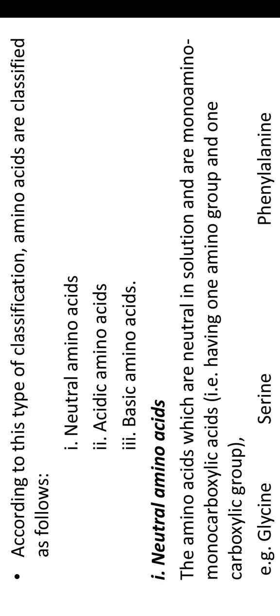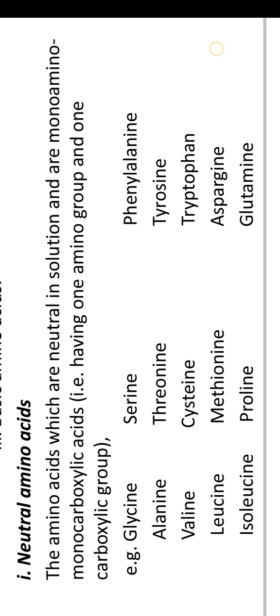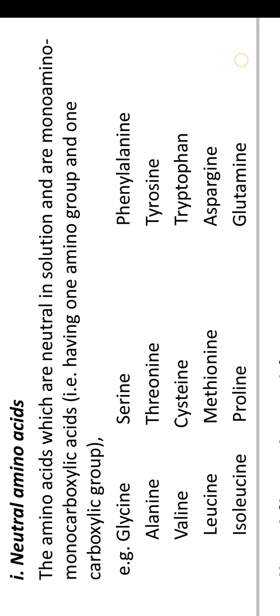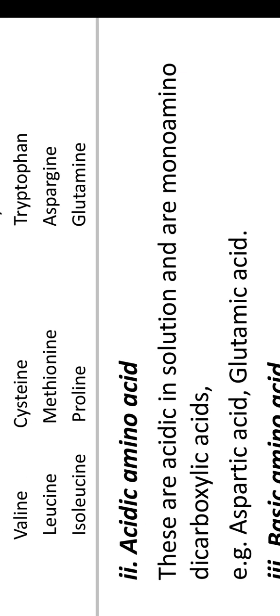They are equally ionizable. So the following are the examples of neutral amino acids: glycine, alanine, valine, leucine, isoleucine, serine, threonine, cysteine, methionine, proline, phenylalanine, tyrosine, tryptophan, asparagine, glutamine.